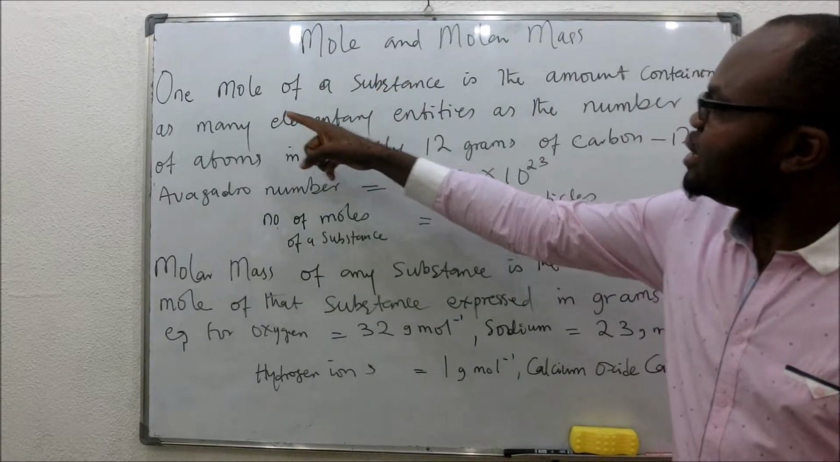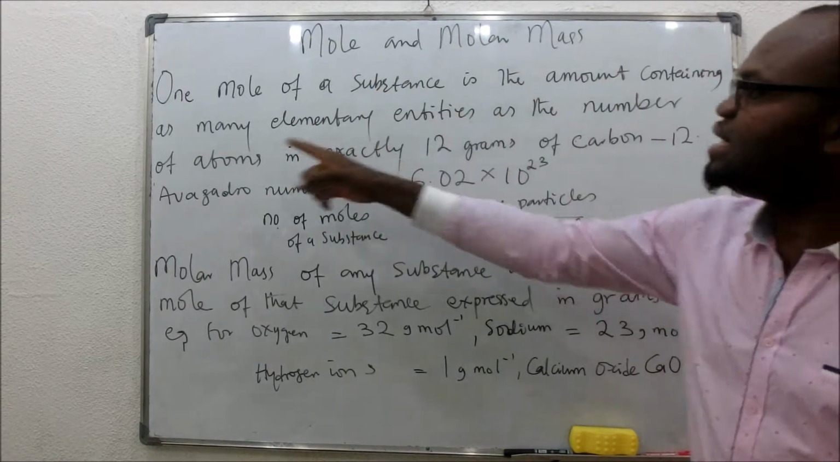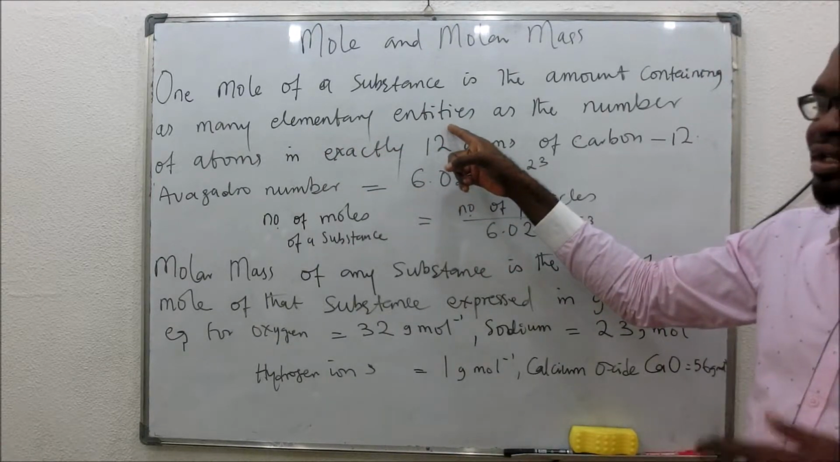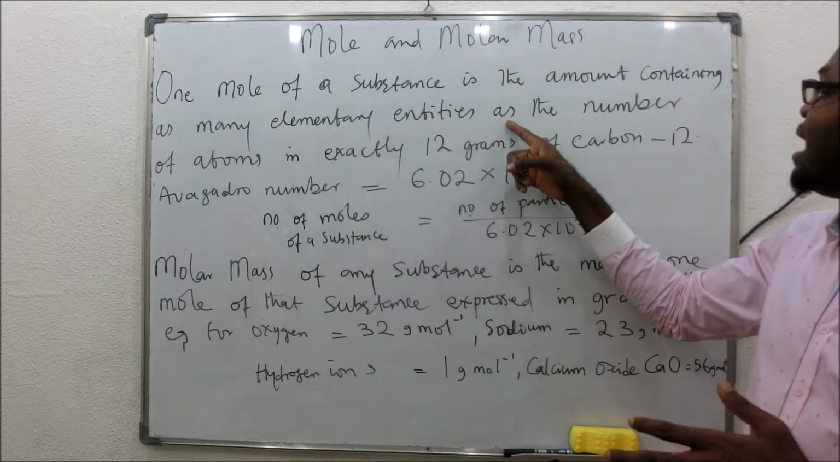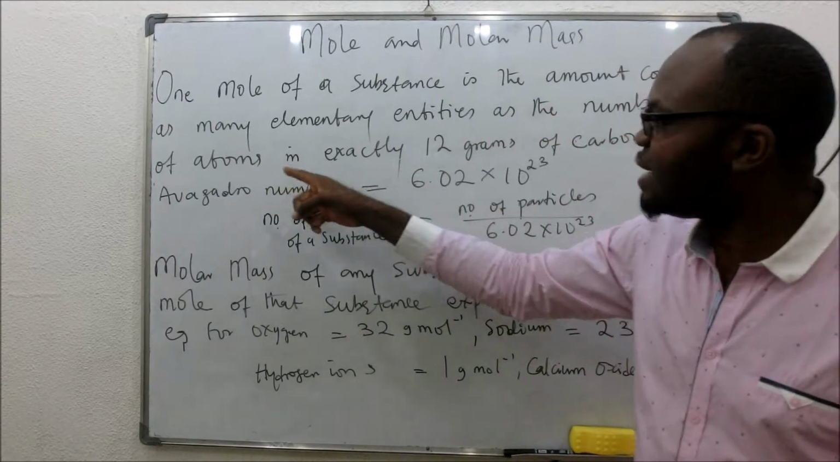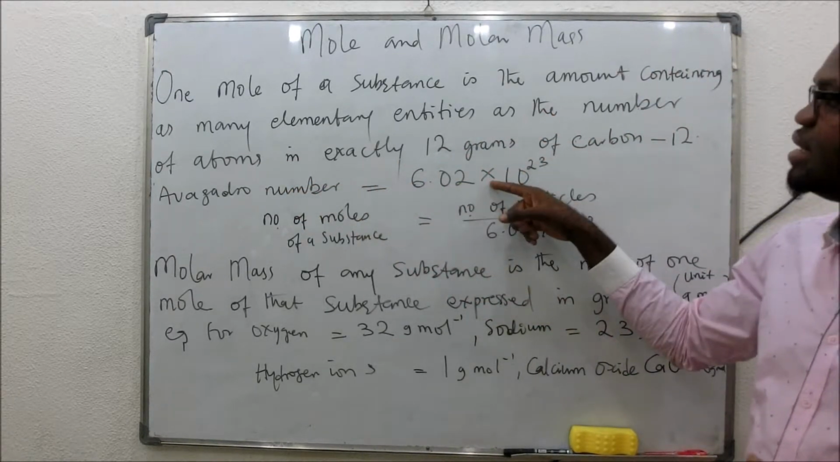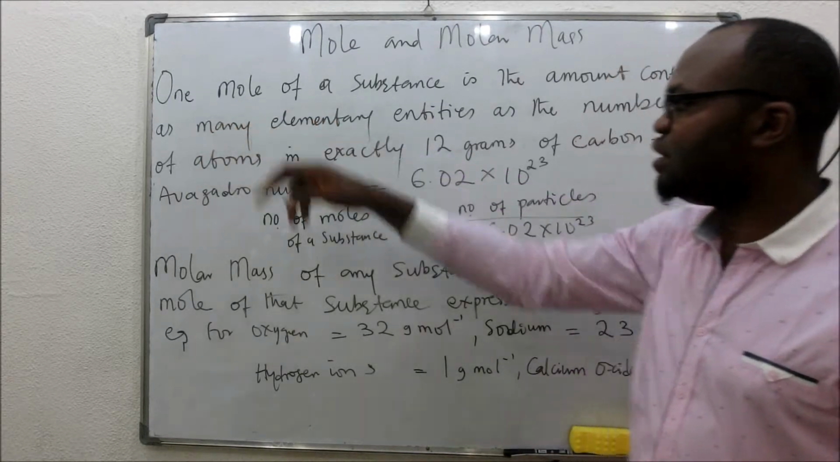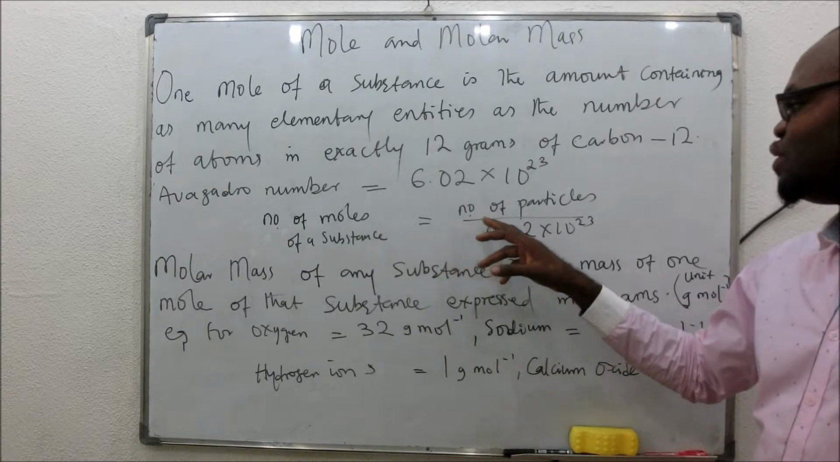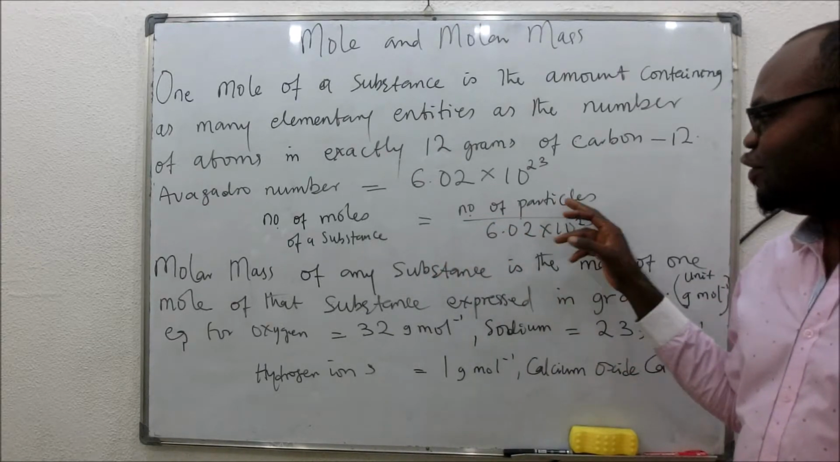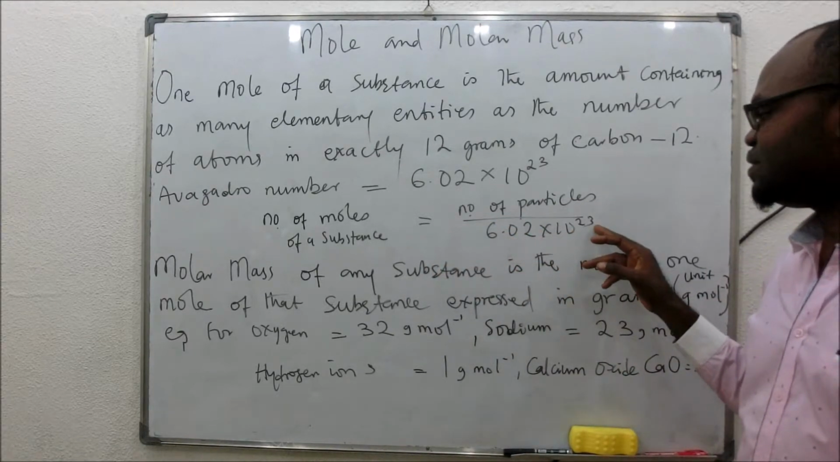So the amount containing as many entities, whether it's ions or atoms, as the number of atoms in exactly this, which is this, is actually what we call 1 mole of a substance. Now, the number of moles of a substance is actually equal to number of particles all over 6.02 times 10 to the power 23.